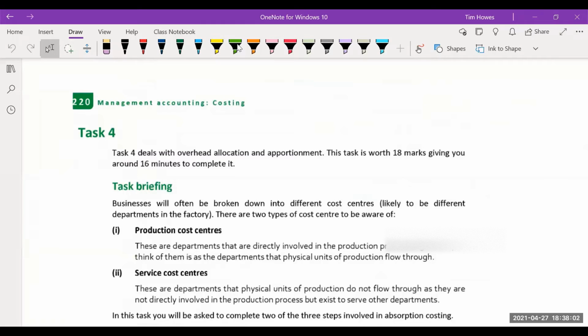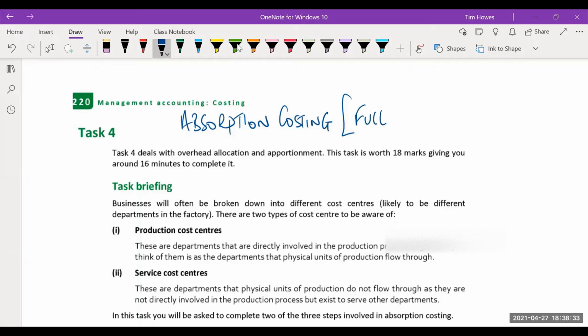So we'll begin with a look at a few bits and pieces of notes, and then we're going to apply that to the tasks that were sent out for this week. So task 4 is about, at the end of the day, as is task 5, a real major part of the syllabus, which is a system of costing, a form of costing called absorption costing. Now this is sometimes also alternatively referred to as full costing for important reasons.